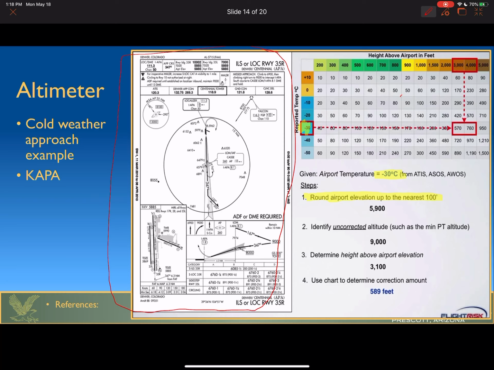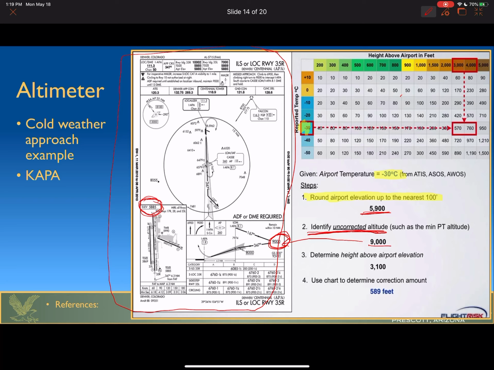So it's an ILS. If you look over here, you can see our field elevation is 5,885. So we're going to round that to 5,900. We're going to identify an uncorrected altitude. So this is the altitude we would be coming in at. So let's just say we're assuming we're at 9,000 feet given this approach. 9,000 feet came from the procedure turn altitude. Again, we'll learn all about that later on. So let's just assume that's the altitude we're at.